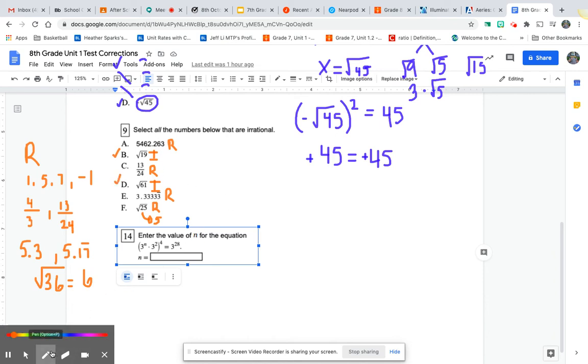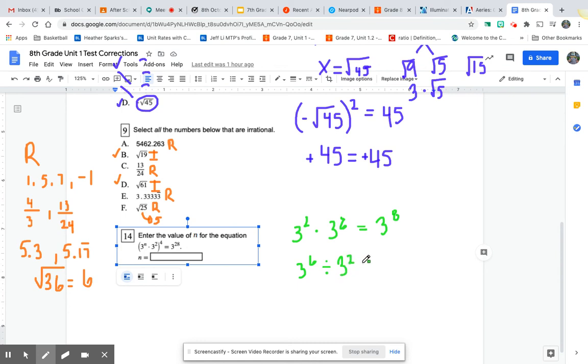All right, and lastly, the question down there at the very bottom, we have enter the value for n that makes this equation true. So this has to do with those laws of exponents that we were talking about at the very beginning of the year. Remember that if you are multiplying numbers that have the same base, all you have to do is add the exponents. So this right here would be 3 to the 8th. Now if you are dividing and they have the same base, you're going to subtract the exponents.